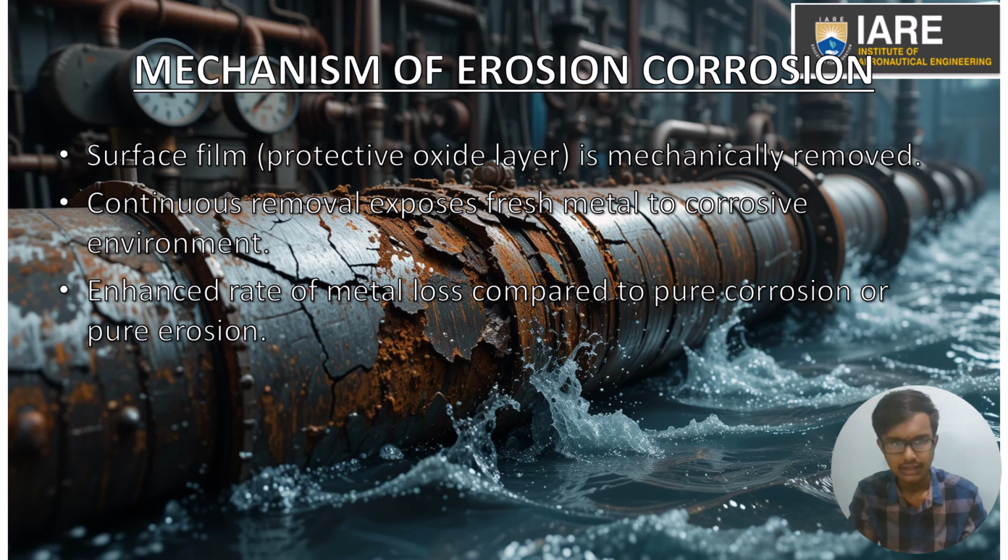And after that, an enhanced rate of metal loss compared to pure corrosion or pure erosion occurs. The combined effect of mechanical erosion and chemical corrosion leads to a synergistic interaction which results in a much higher rate of material loss than would occur from either erosion or corrosion alone.